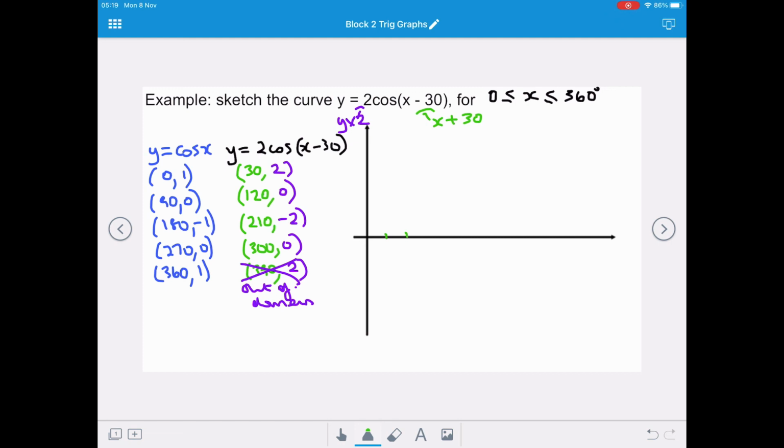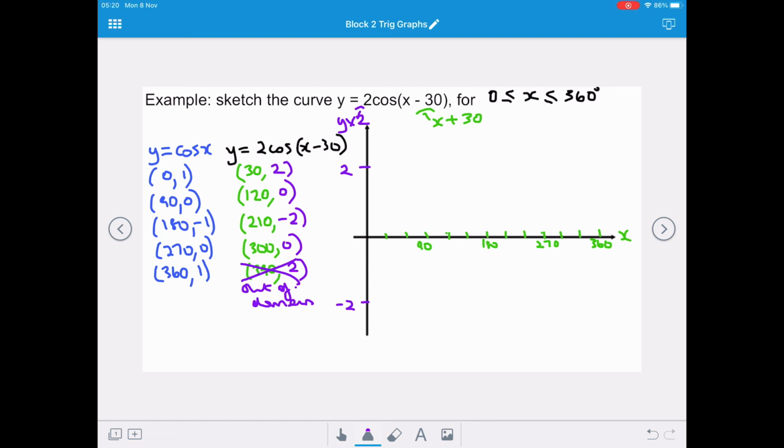So we need to split up our x-axis. We're going to split it up into 30-degree intervals. Please use a ruler and evenly space these out across your x-axis. And we're going to label them every 90 degrees as 90, 180, 270, and 360 degrees. Then we need to make sure that we mark our y-axis. We have a maximum of 2 and a minimum of negative 2, and we're going to mark that onto our y-axis. Again, use a ruler to make sure these are evenly spaced.